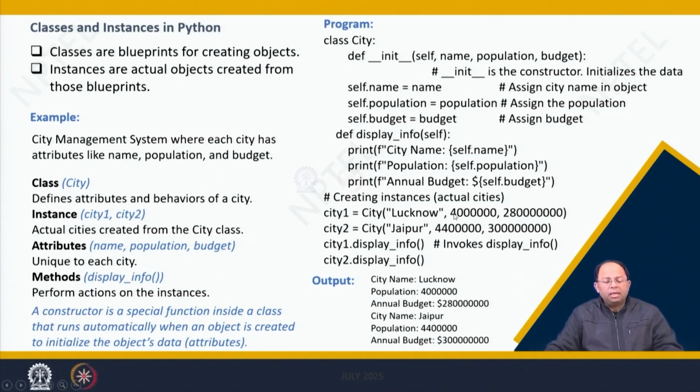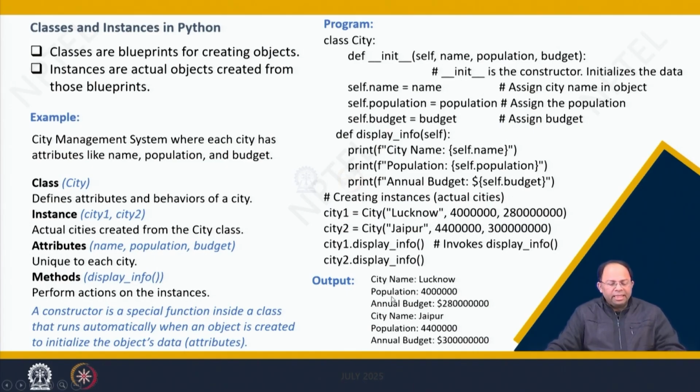To give you an example, let us take a city management system where each city has attributes like name, population, budget, and so on. The class will be the city, which defines the attributes and behavior of a city. Then the instances would be city 1, city 2, so that we can have many cities based on that particular class. The attributes of these objects, based on the structure given in the class, could be the name of the city, the population of the city, or the budget of the city. And when we put that in the instance, each instance will have unique values of these.